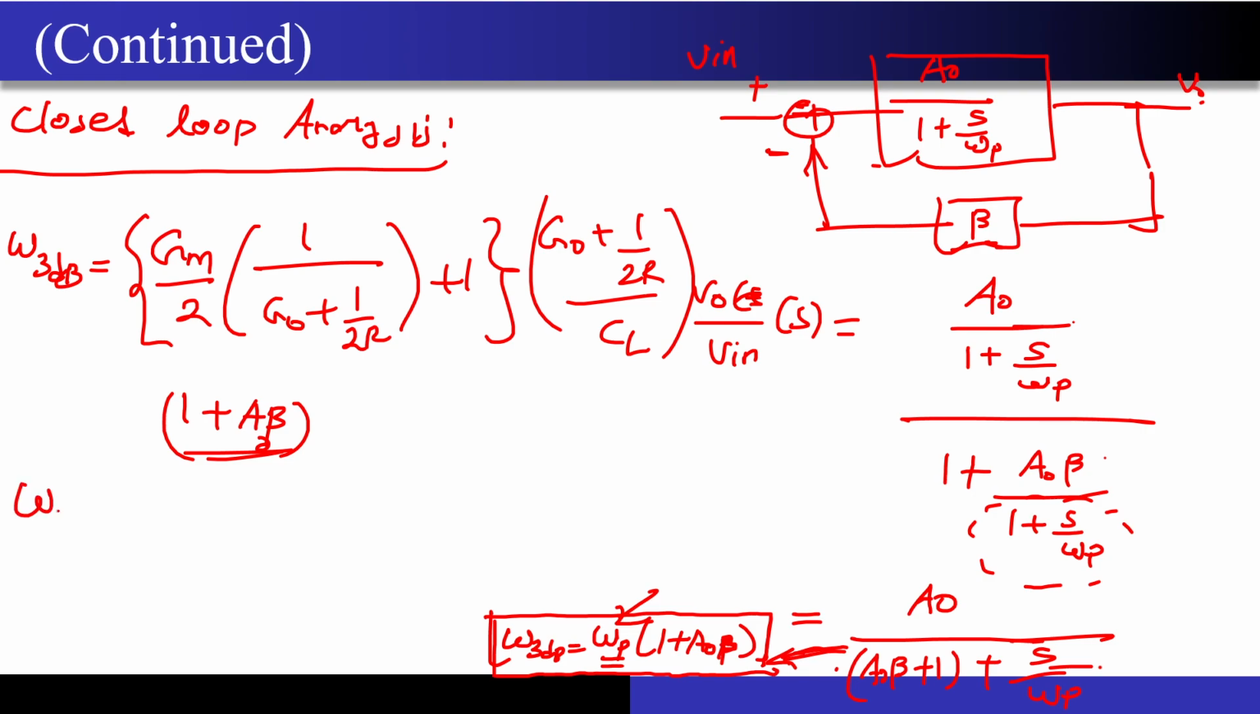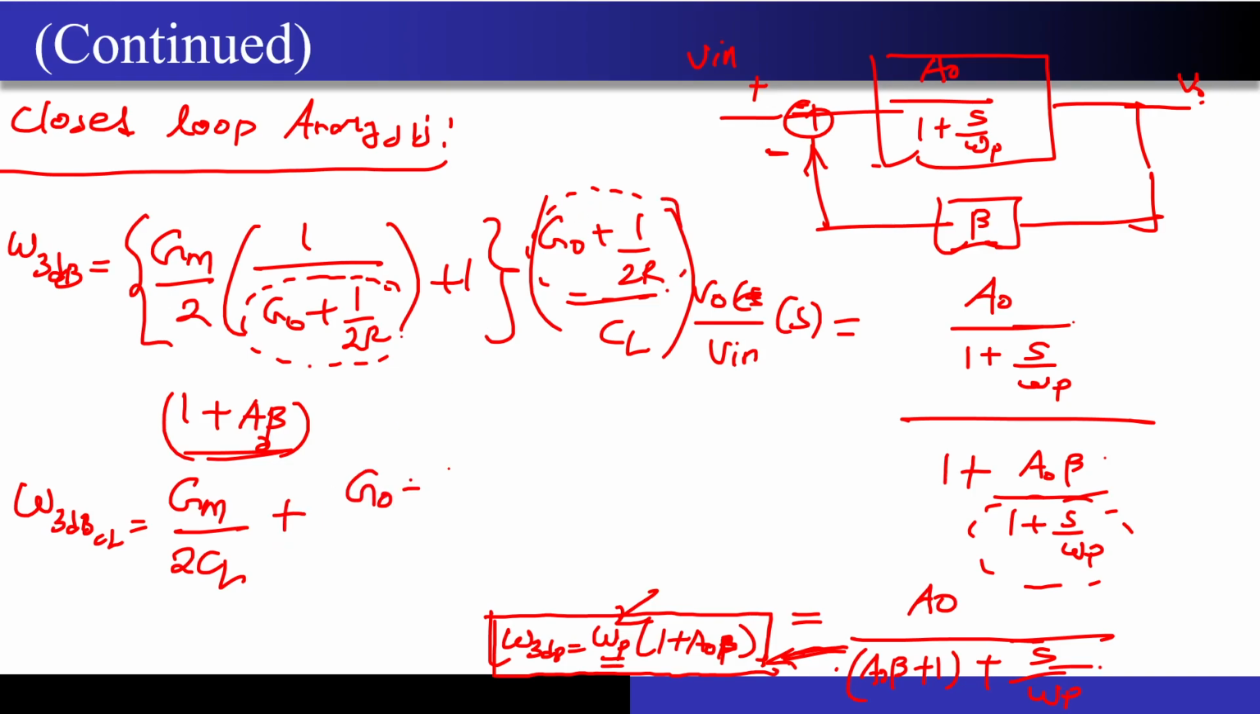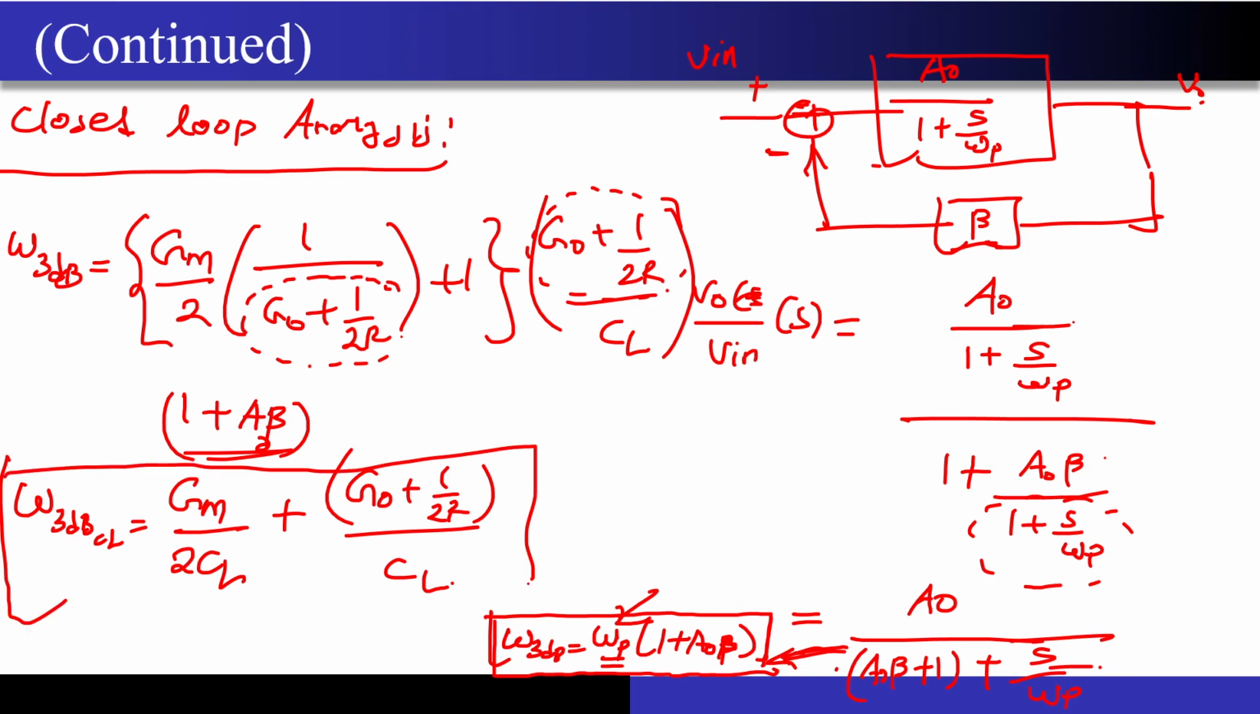So now if I just expand this a little bit, omega 3 dB of closed loop system is gm by 2cl, correct? Why 2cl? Because remember, this is g naught plus 1 by 2r, this is also g naught plus 1 by 2r. This will get cancelled out when I multiply it, right? And this is what I will be having, g naught plus 1 by 2r by cl, correct? So this is the formula that I got for the omega 3 dB of the closed loop system.